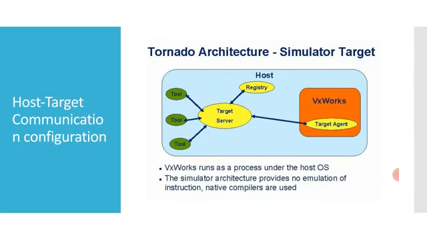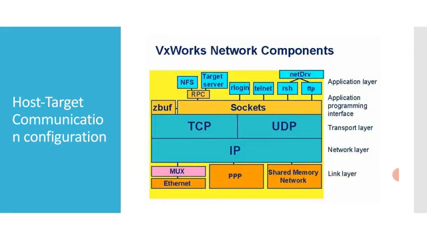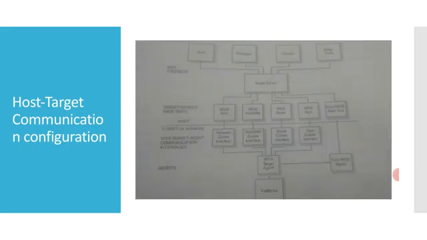Before that, this is what we already discussed, right? A registry, target server, tools, and target agent. Host target communication: this is how the network components are associated in VxWorks. But we are interested in the host target communication configuration, right? This is how the configuration looks.